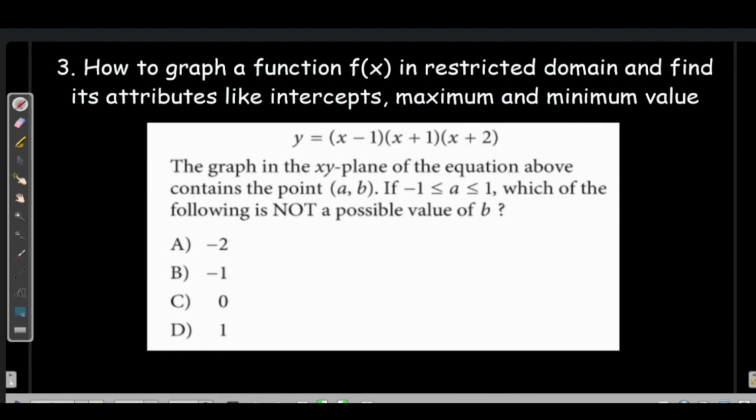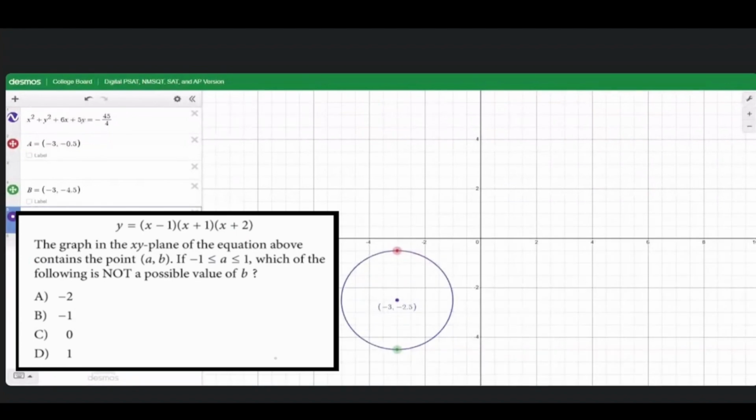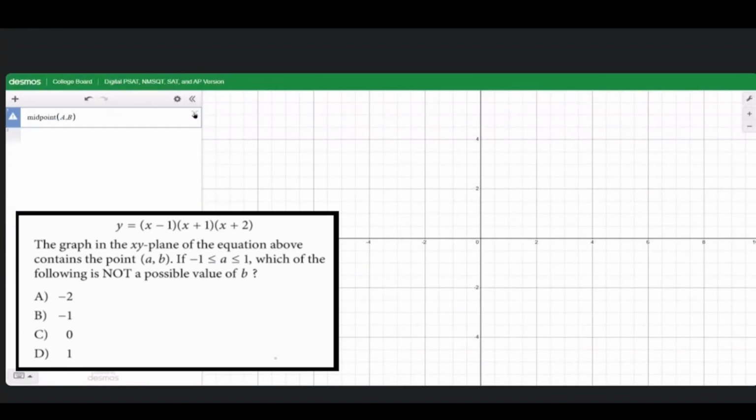So I'm going to show you how you can do that on Desmos using a restricted domain. So I'm going to share my screen. There you go. The first thing is you can either type in y equal to something as you see in the question, or f(x) equal to something. Desmos knows that f(x) notation is for a function. At the moment, I'm just doing y equal to (x minus 1)(x plus 1)(x plus 2).